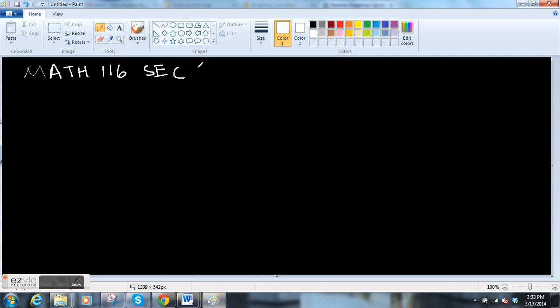Hey there, it's Math 116, section 1.3. This is linear equations, looking at the equation of a line. So I wanted to show you a couple of different things that we look at when looking at linear equations.